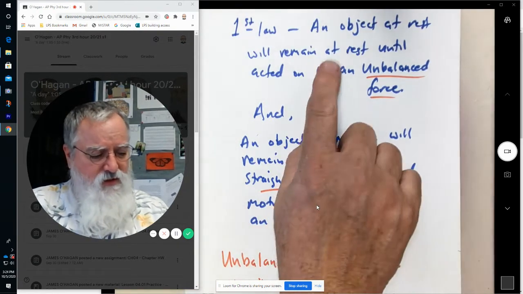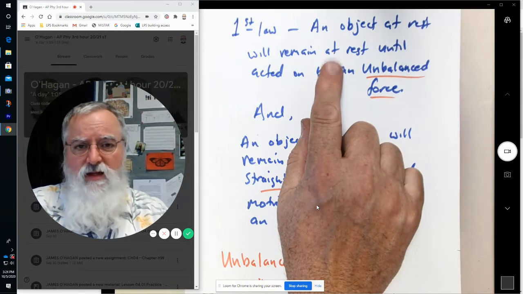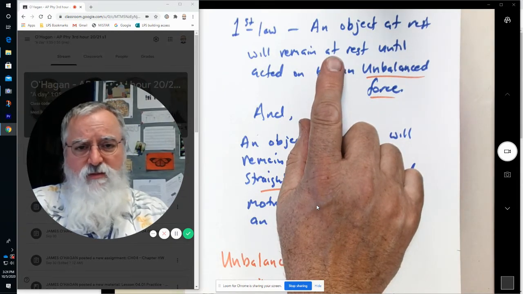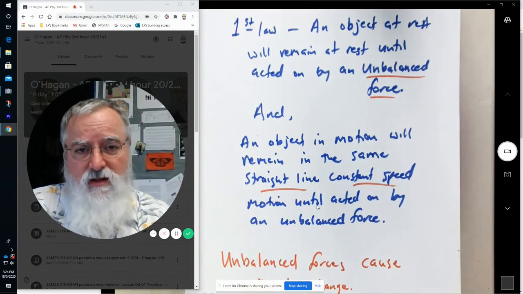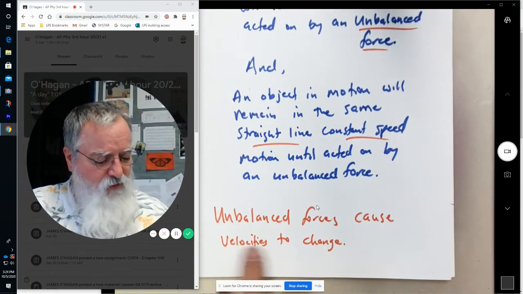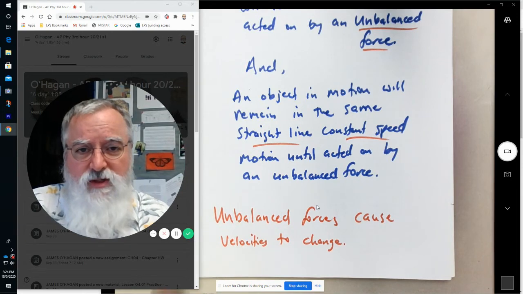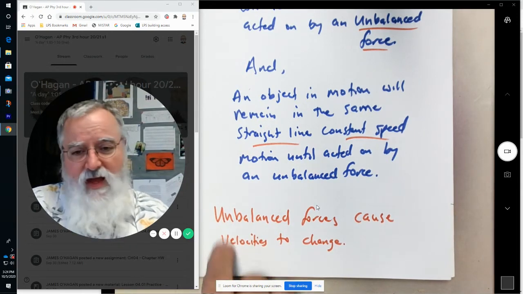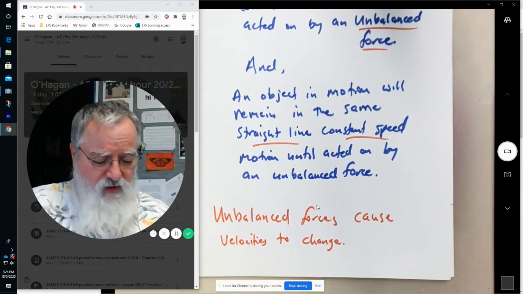By the way, an object at rest, that's a zero velocity. As long as the forces are balanced, it's going to remain zero velocity. The same velocity. Unbalanced forces, velocities change. Balanced forces, velocities don't change. Velocities are constant. That's Newton's first law. It's just a general idea.